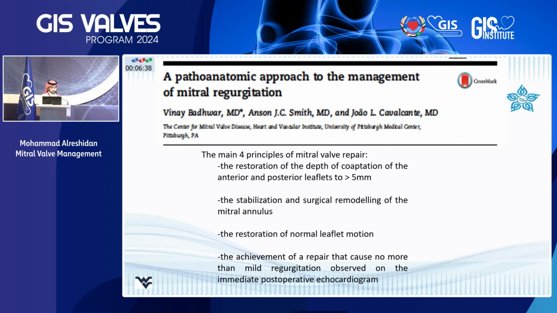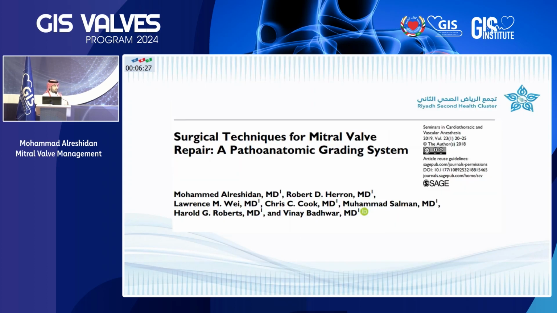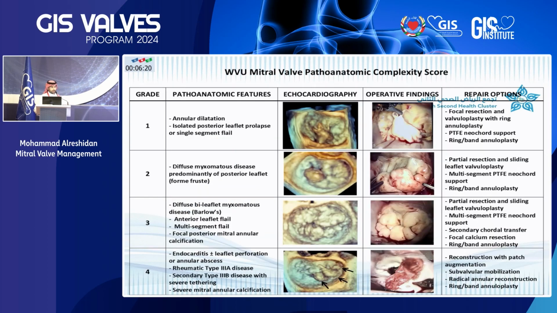You have to stabilize the annulus. You have to restore a normal leaflet function, and you have to achieve a repair with mild or less post-operative echocardiogram. This is a paper I published about the technique for mitral valve repair, depending on the pathognomonic feature of the mitral valve. I'm not going to go into details, but for each pathology, you should have a systematic way of repairing the valve and a good approach to each of these diseases.